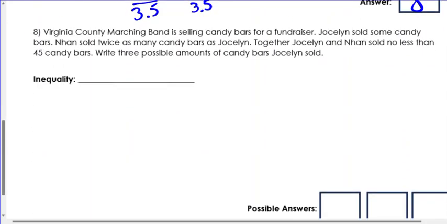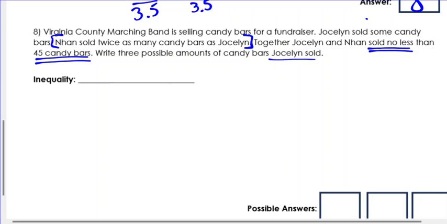All right, last one. Virginia County Marching Band is selling candy bars for a fundraiser. Jocelyn sold some candy bars. Non sold twice as many candy bars as Jocelyn. Together, Jocelyn and Non sold no less than 45 candy bars. Write 3 possible amounts of candy bars that Jocelyn sold.